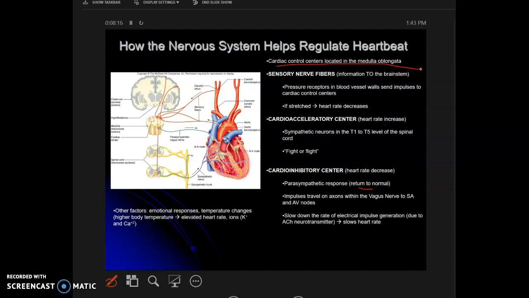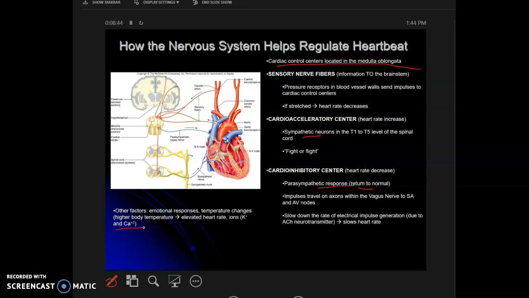All right. So where is the center? Medulla oblongata. From the center, the big guy is going to control the heart via what? Sympathetic neurons and parasympathetic neurons. One will activate and increase the heart rate. One will decrease the heart rate. Of course, there are other factors like temperature or emotional response, or the amount of calcium.